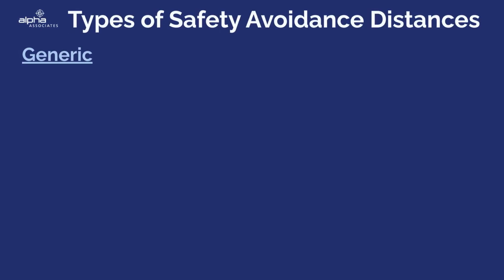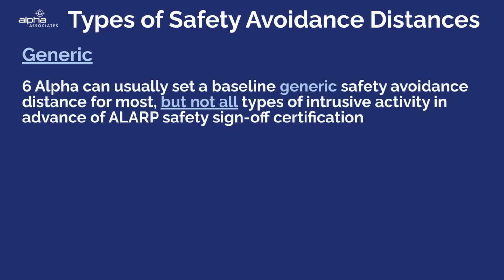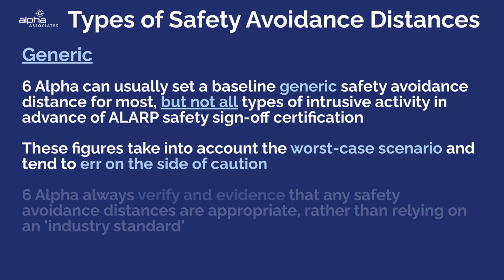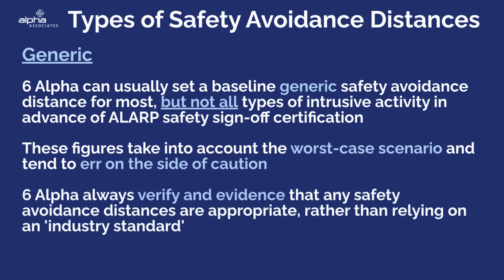Taking all necessary factors into account, we can usually set a provisional baseline and generic safety avoidance distance for most, but not all types of intrusive activity in advance of our delivery of an ALARP safety sign-off certification. Such figures take into account the worst-case scenario, and the avoidance distances tend to err on the side of caution, which can mean that avoidance distances can be rather larger than they might otherwise need to be. Nevertheless, safety avoidance distances must always be properly validated for safety, continuity of process and evidential purposes.